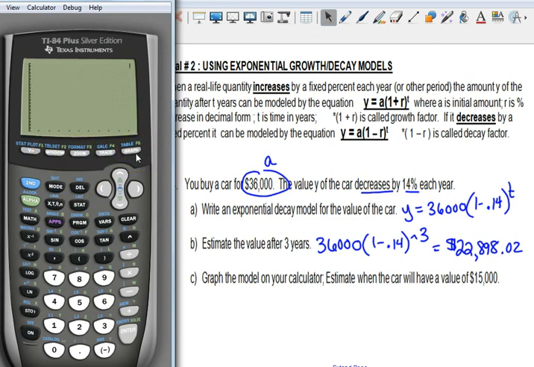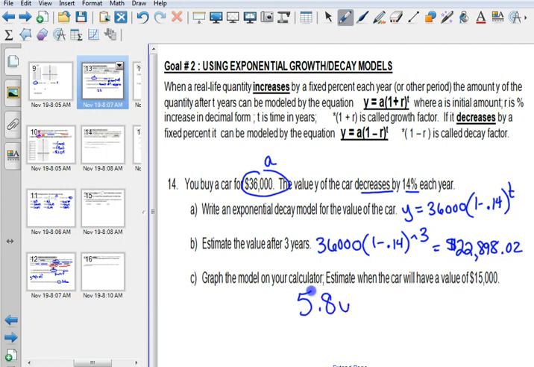So hit the graph. Eventually it'll show you the curve. And notice this time it's decay. So when I hit the trace button, I'm looking for when it hits as close as possible to 15,000. So I'm getting there. Right around here. So roughly 5.8, let's say. And it's an estimate, so it doesn't have to be exact. So roughly 5.8, and this was t in years.